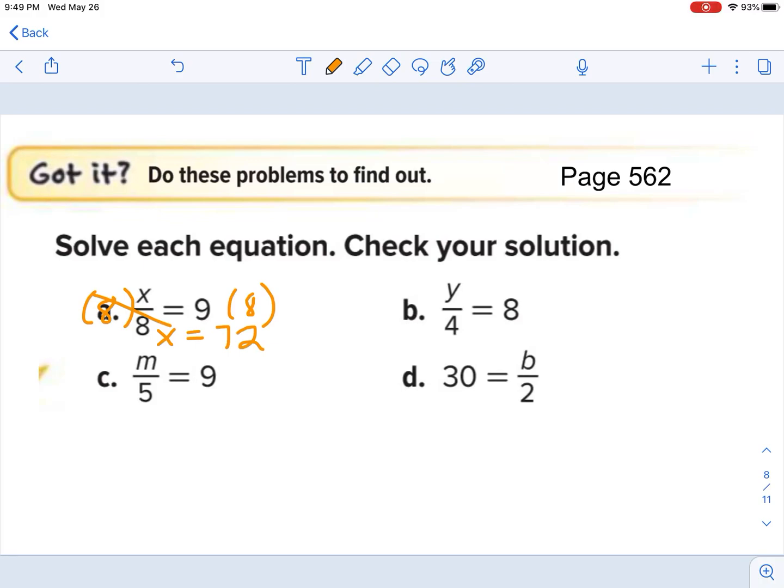All right, so next one, we have m divided by 5. So we're going to multiply by 5. These two are going to cancel out again. I have an m, and 9 times 5 is 45.